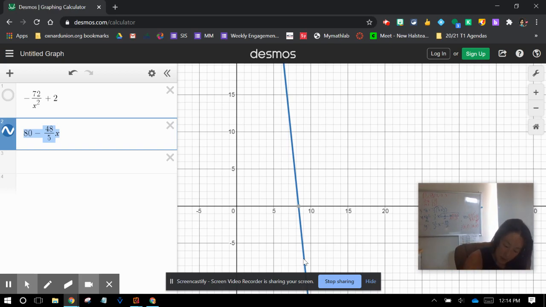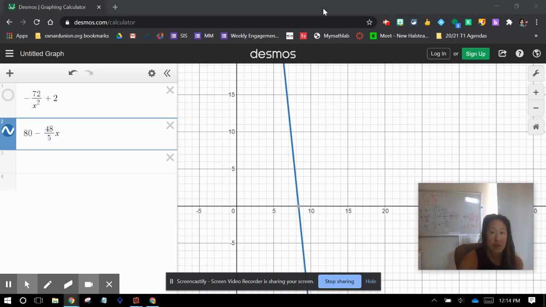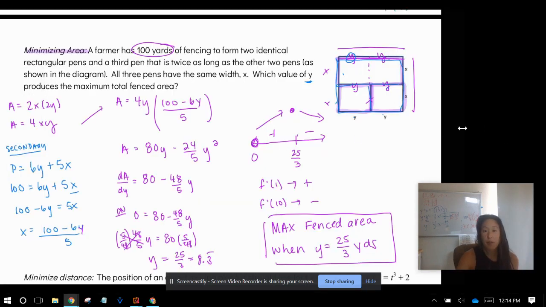So we maximize the fenced area when y is equal to 25 over 3 yards. Okay, so there it is. We have our positive and our negative, and then that gives us our relative max. So we have a maximum fenced area when y is equal to 25 over 3 yards.